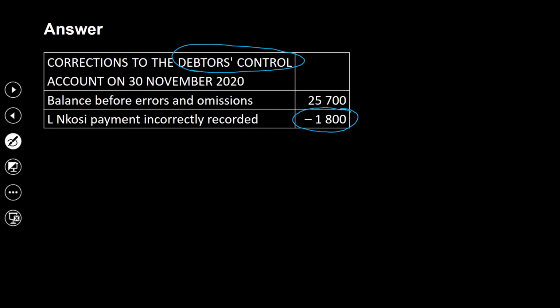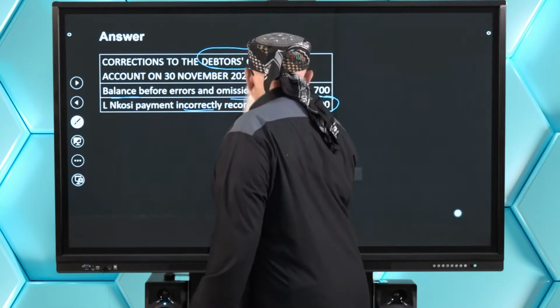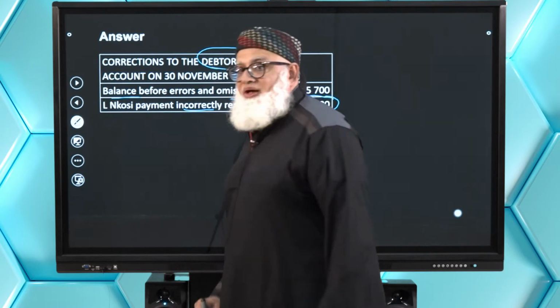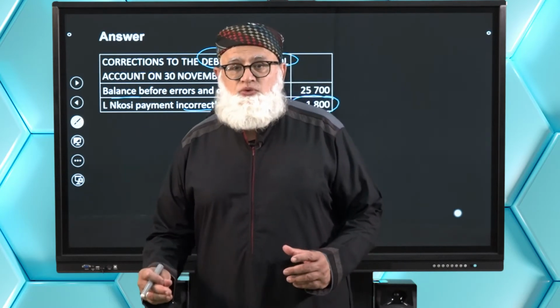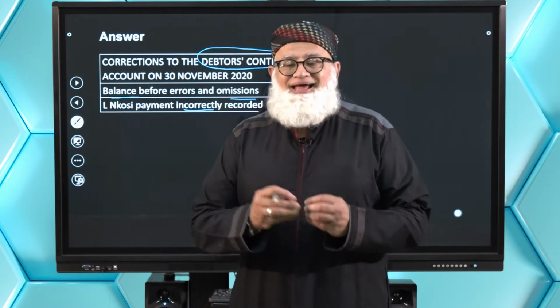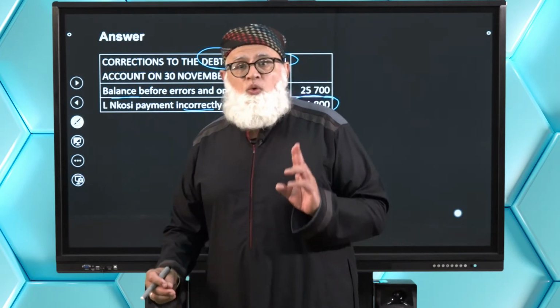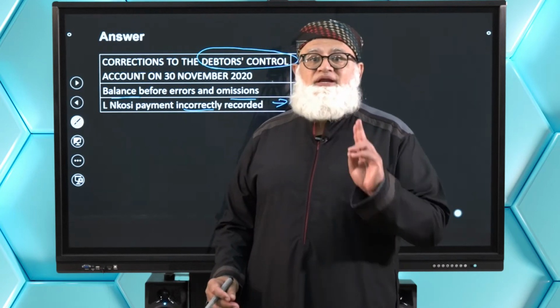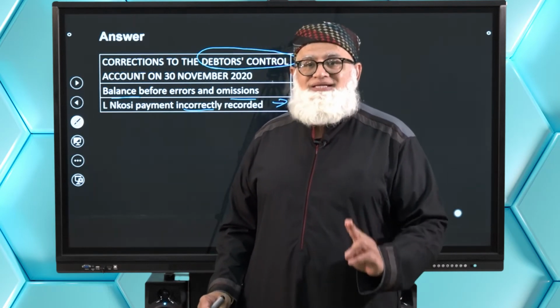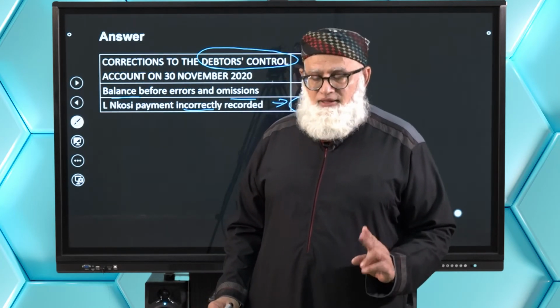We're going to come back to the debtors list just now. Okay, so there we go. L. Nkosi, payment incorrectly recorded. How much must we now record? The 1,800, which is the difference between the 3,100 and the 1,300. So the correct amount that was received was 3,100, but we recorded it as 1,300. Clear? Great stuff.